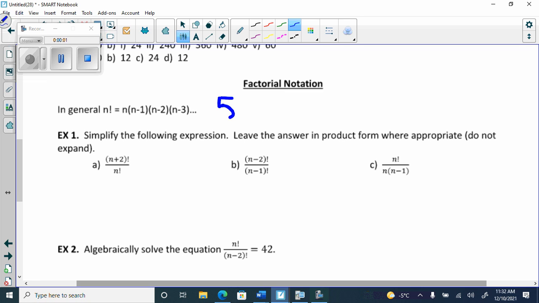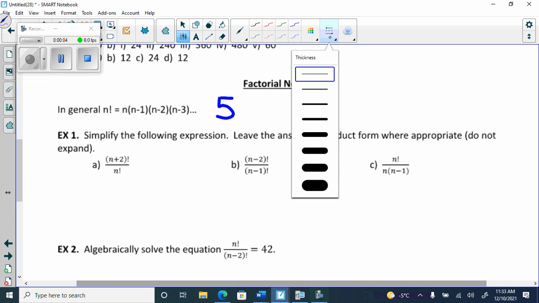Lovely. Ooh, that's an aggressively large marker. Okay.